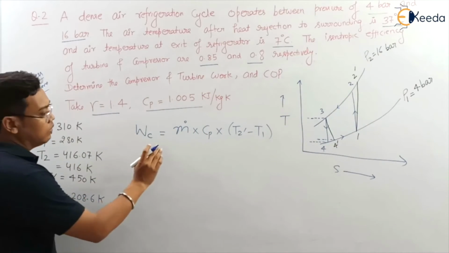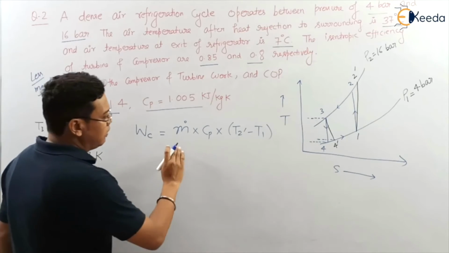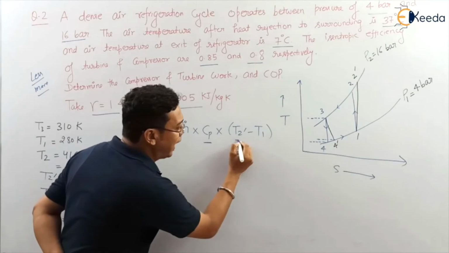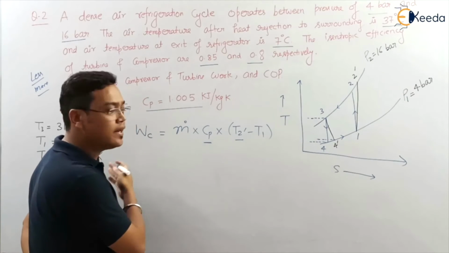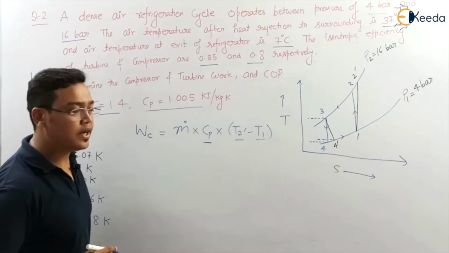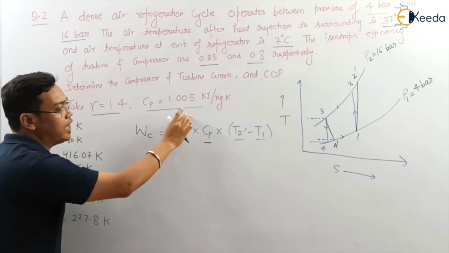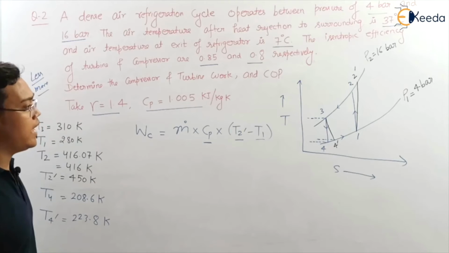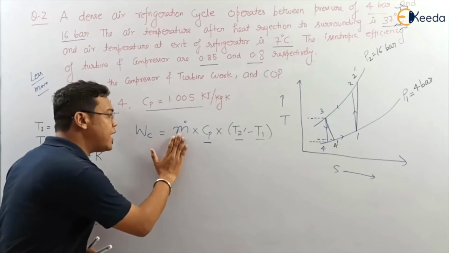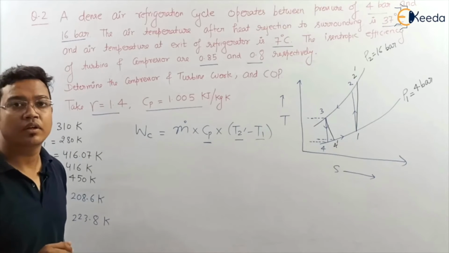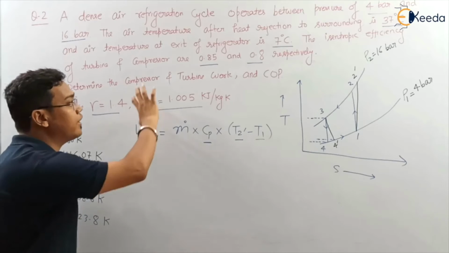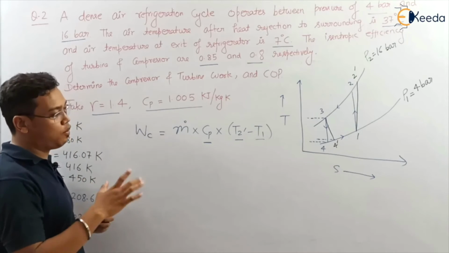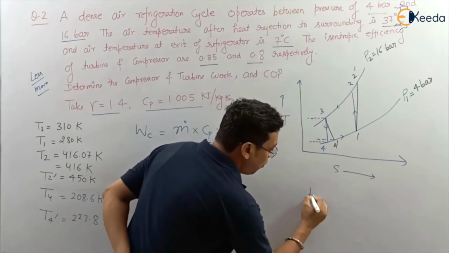Okay. So now you can see here Cp is given, T2 dash we have calculated, T1 also we have calculated. But what about mass flow rate? That is mass flow rate m dot. How you will calculate here? You will see here. Now how you will calculate mass flow rate? If it is not given in question, you have to calculate by the formula you know. 1 TR.